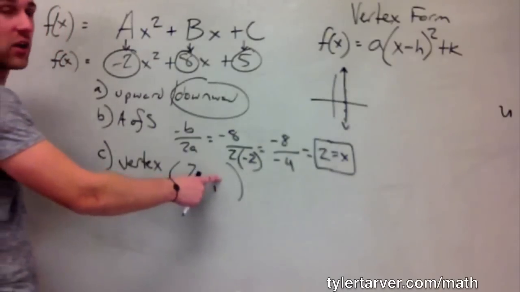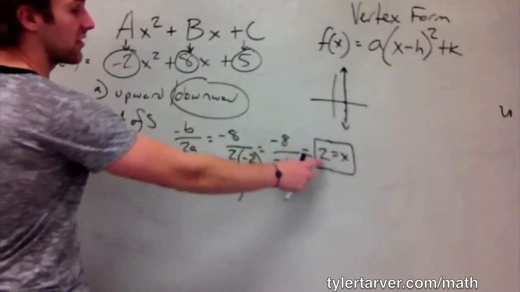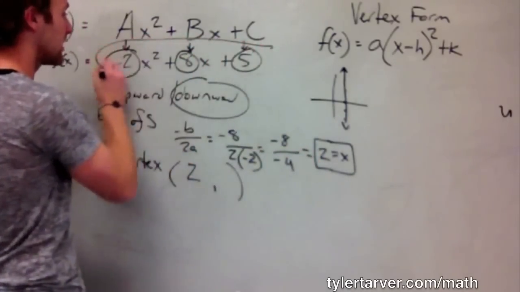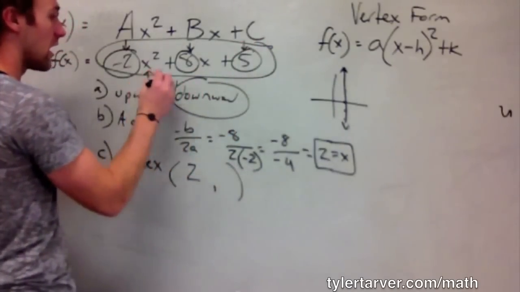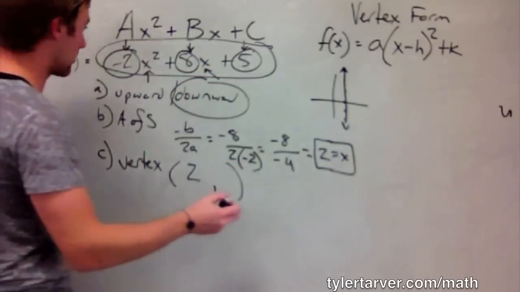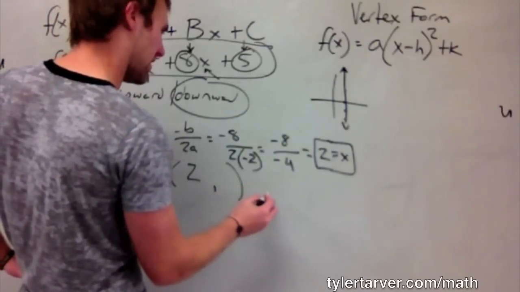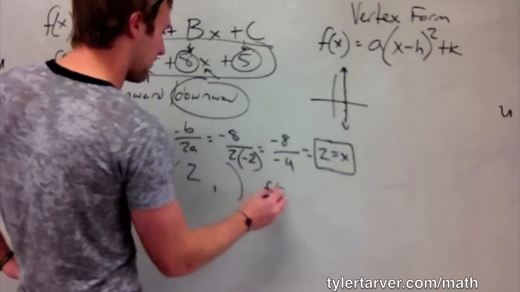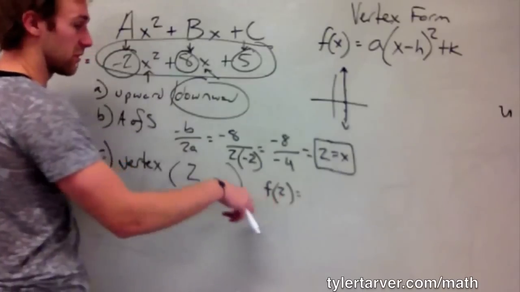Now, our y. What we do is, we plug that 2 into our equation for x. We want to find the y. We've been doing this since we started living math life. Alright, so we find f of 2. That just means we're going to find it whenever x is 2.